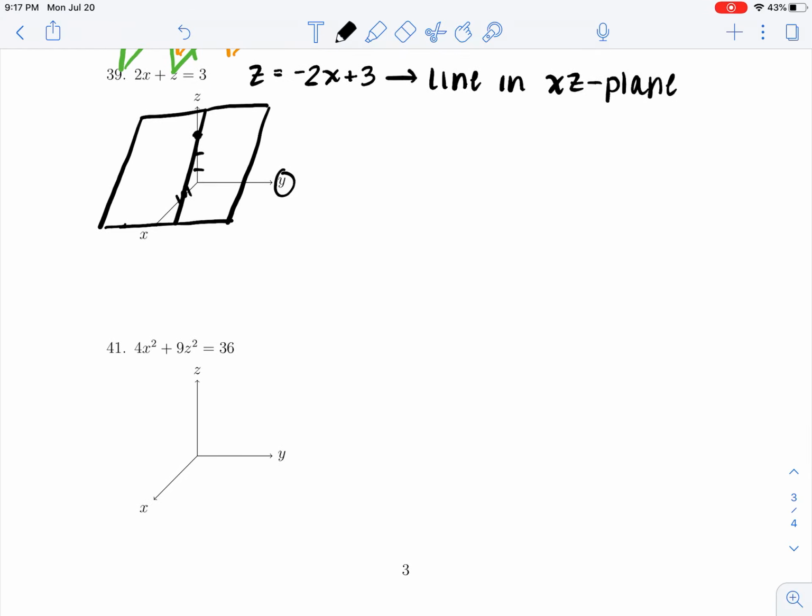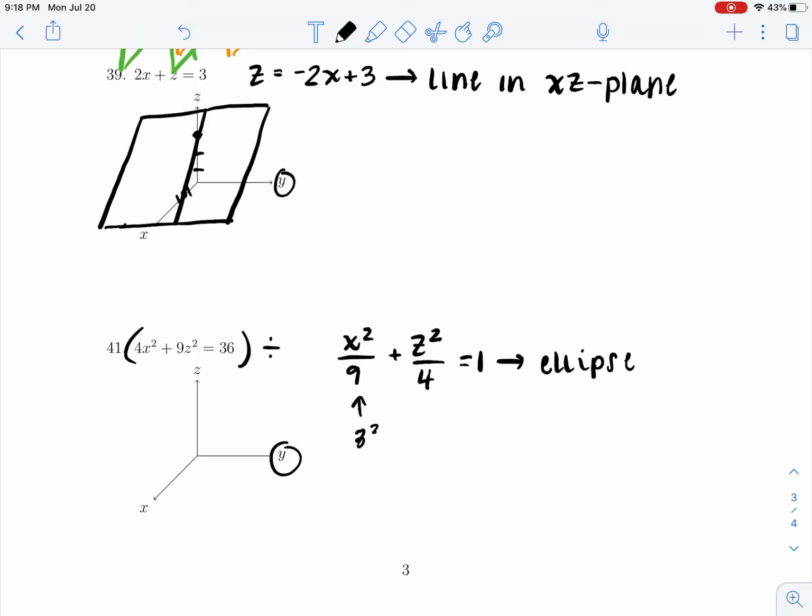All right, for our last example, 41, this is relying back on your understanding of conic sections. So first, we see that the y variable is missing. I'm going to put this into standard form by taking this entire equation and dividing through by 36. So that's going to give me x squared over 9 plus z squared over 4 equals 1. And this is in fact an ellipse in the xz plane. So 9 is just 3 squared, 4 is 2 squared.